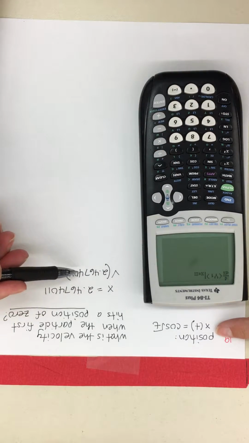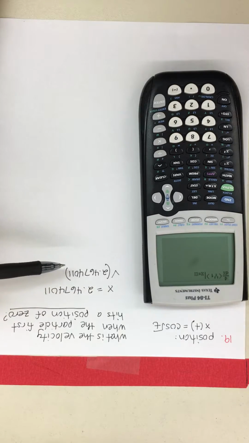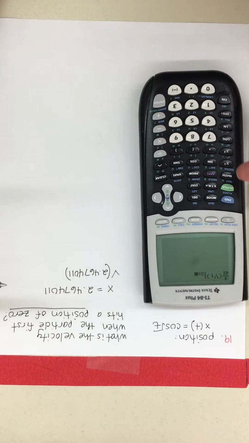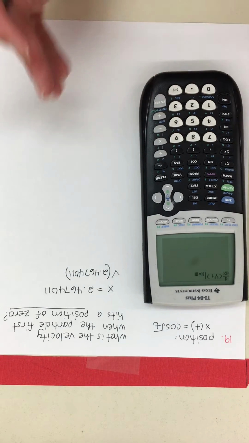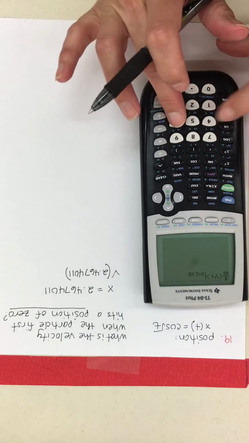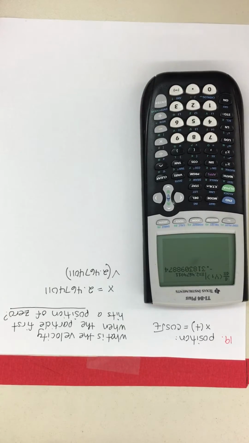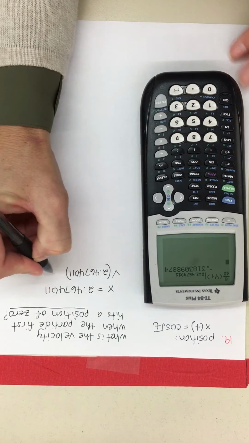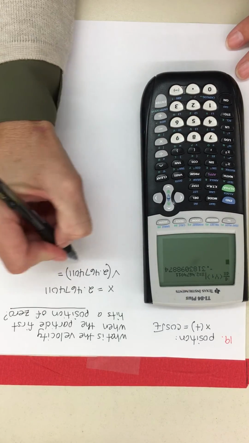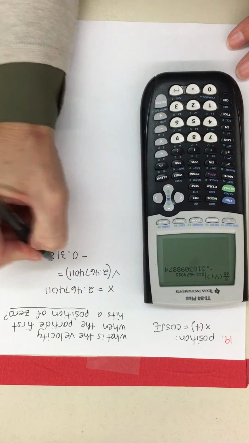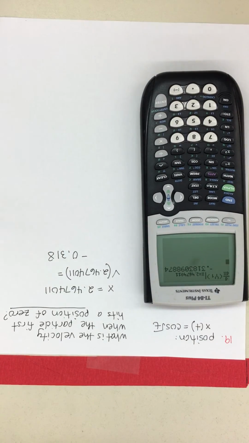evaluated at this number. Now you can type that number in right now. I could actually type in x right now because it's stored as x since it's the last value we used. But just because you probably don't trust me on that, I'll go ahead and type in all the numbers. And that's your answer. So the velocity at this time is negative 0.318, which means the particle's moving to the left. Okay?